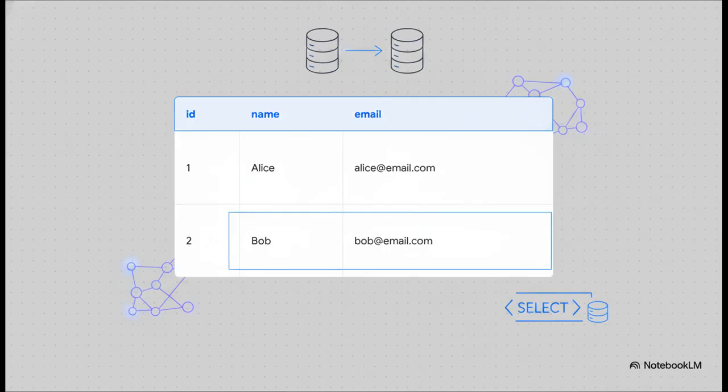So, a relational database stores data in tables made up of rows and columns. Think about a mock users table. The columns define our categories, stuff like ID, name, and email. Then, the rows, well, they contain the actual records. So if we have a row with an ID of 1, the name Alice, and her email address, that entire horizontal line represents one single, distinct record in our database.